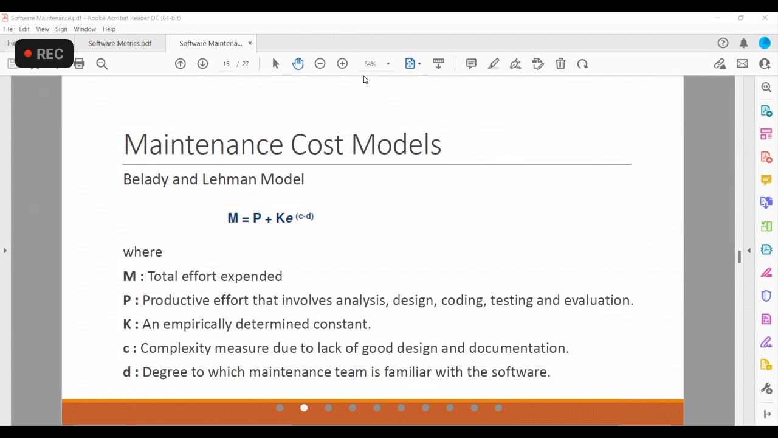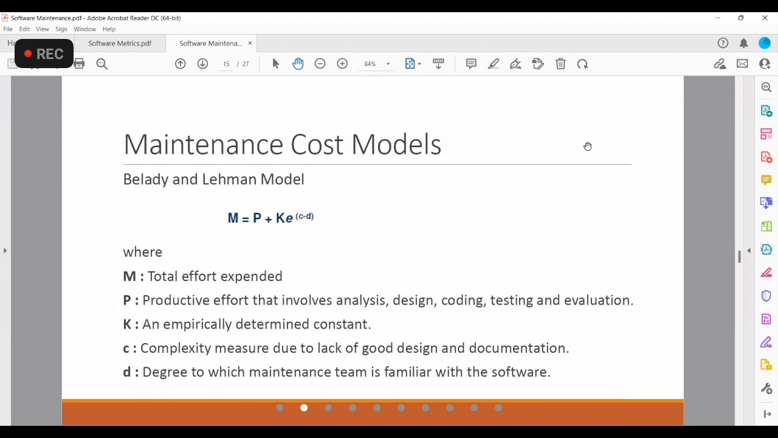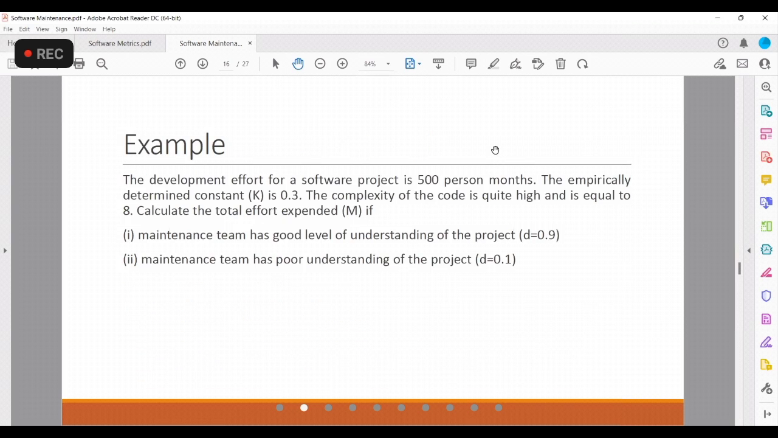degree. Complexity measure will be given to you in the form of basically 1 to 10, right? And similarly D will be given to you in the range of 0 to 1. So let's take an example: the development effort for a software project is 500 person months. If you remember, हमने COCOMO मॉडल किया था, remember? Yes, ma'am. Right? In that case, we have seen that the unit of effort is person months. So here the development effort has been given to you as 500 person months.